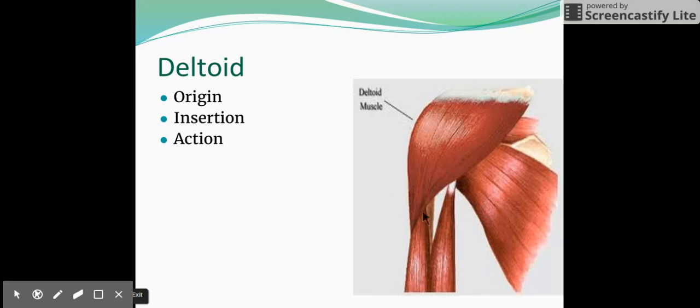Its insertion point is here on the humerus, and its job or its action is to abduct the arm. And abduction of the arm, if you'll remember from our joint movement section, is lifting the arm away from the midline. So bringing that arm up, that's the deltoid's job. And the deltoid gets its name from its shape. You can see here that it's triangular shaped, and that's where deltoid gets its name, from delta.